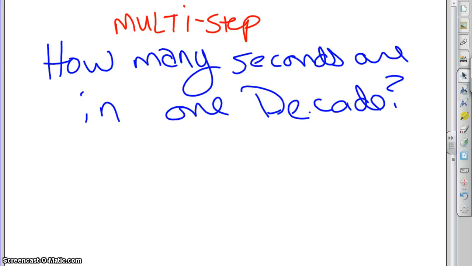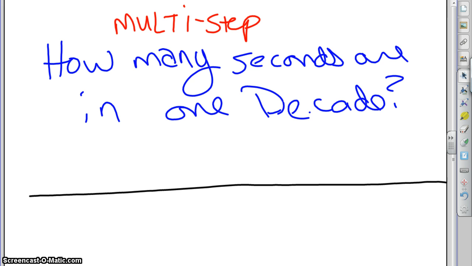Well, we do not have a conversion factor between seconds and decades, so we cannot do that in a single step. So what we're going to have to do is do a series of conversions, and we can do those all in the one dimensional analysis chart. We don't have to make several charts. We can just make one and just stretch it out left and right. So what do I mean by that?